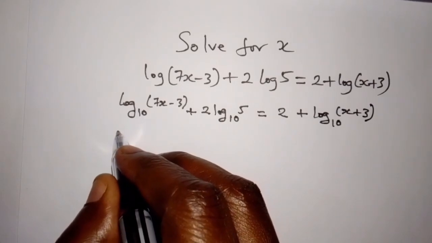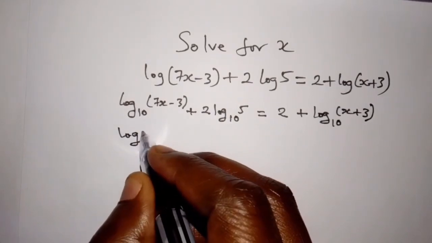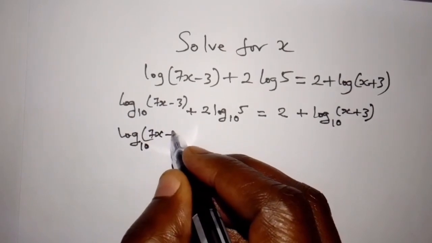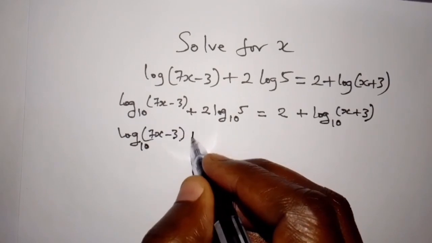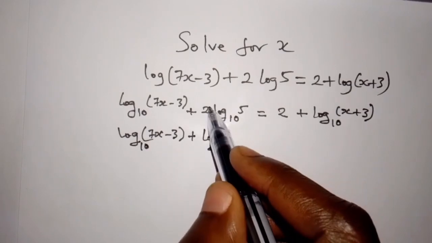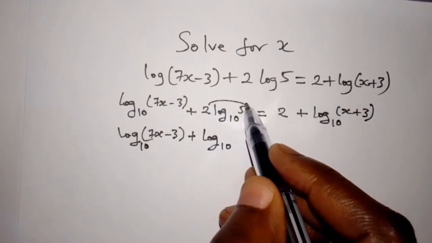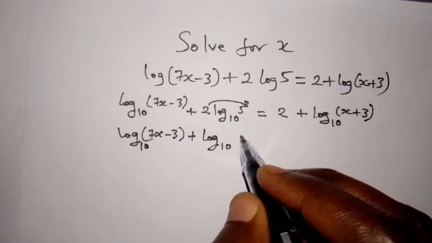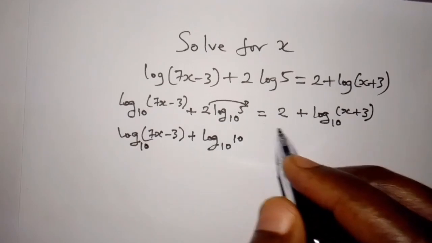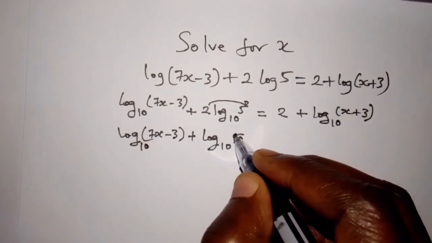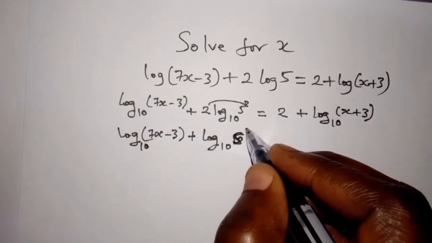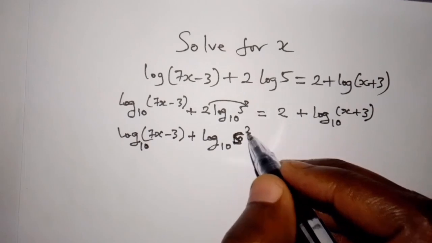This is giving us a log base 10 of 7x − 3 plus log base 10 of 5 power 2. The 2 we bring to this other side, it becomes 5 power 2.